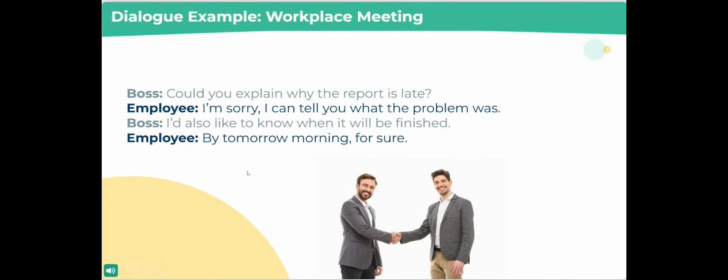Well, let's have a look at a dialogue example for a workplace meeting, this time between a boss and an employee. Boss: Could you explain why the report is late? Employee: I am sorry, I can tell you what the problem was. I'd also like to know when it will be finished. By tomorrow morning for sure.